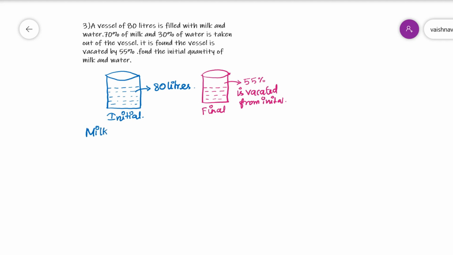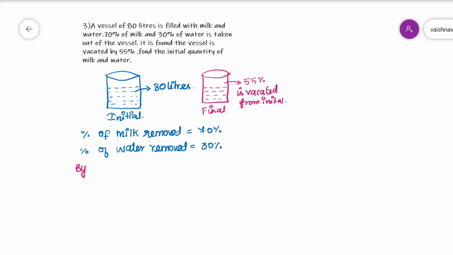So out of 80 liters of milk and water, the percentage of milk removed is 70 and the percentage of water removed is 30. This both constitutes 55%. That is what is meant in the pink color. 55% is vacated from the initial. Clear? Now with the alligation rule, we can simply solve this problem.